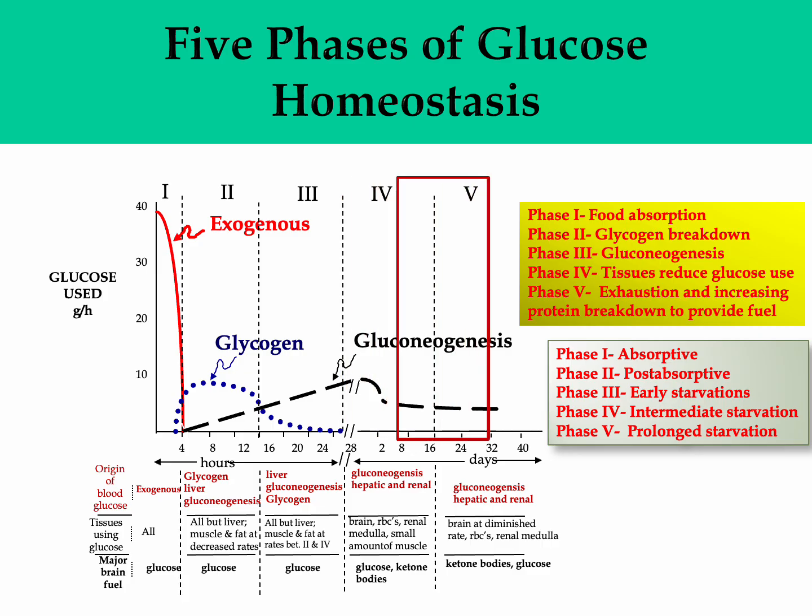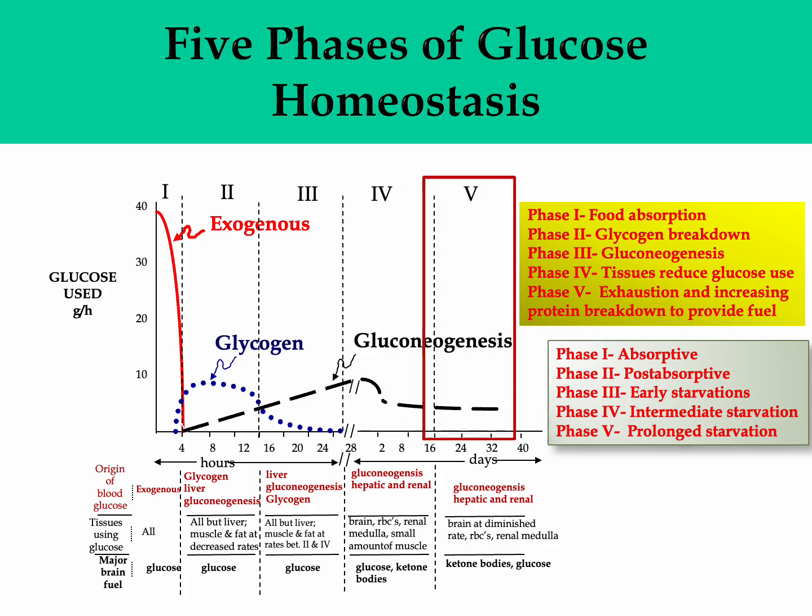And the last phase is phase 5, which is prolonged starvation, more than 5 days. Glucose originates primarily from renal gluconeogenesis with minimal hepatic contribution. Most tissues rely on fatty acids or ketones, and glucose is reserved for obligate users like red blood cells. The brain's major fuel becomes ketone bodies, which can supply up to 60% of its energy needs, significantly reducing its need for glucose and allowing for significant protein conservation.